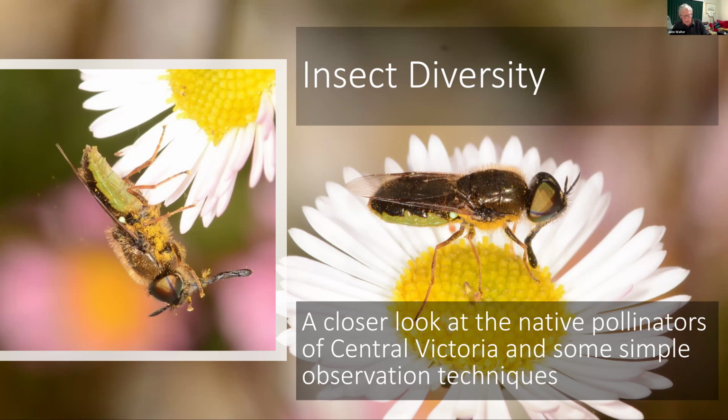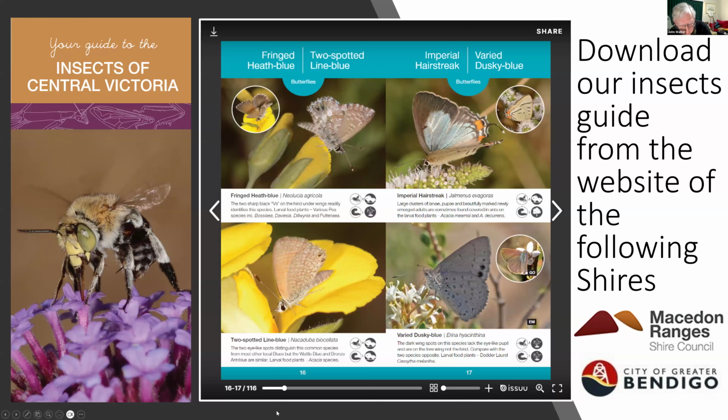We'll have a bit of a discussion around using light traps as a survey method and how you can do these sorts of things fairly simply yourself. A lot of the insects that you'll see today can be found in the Insect Guide to Central Victoria, which is something that we produced as part of the project.